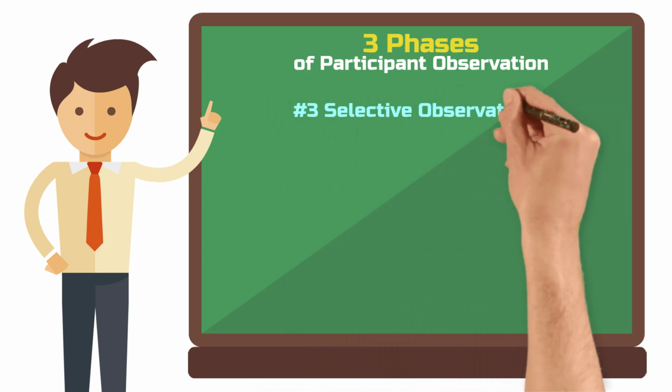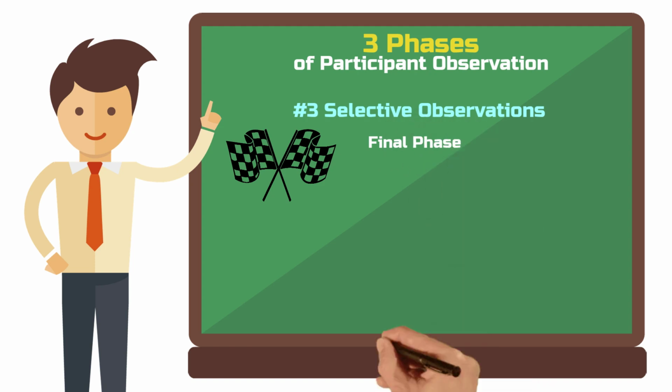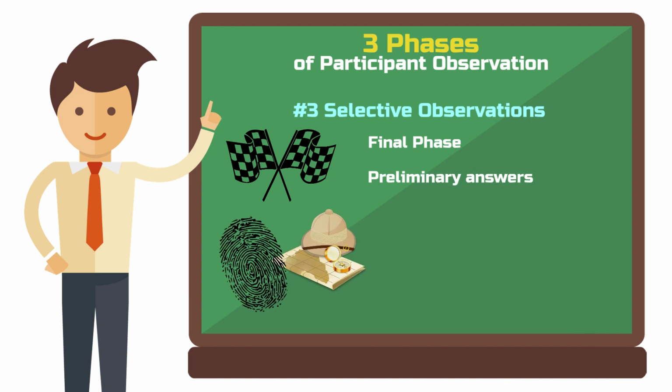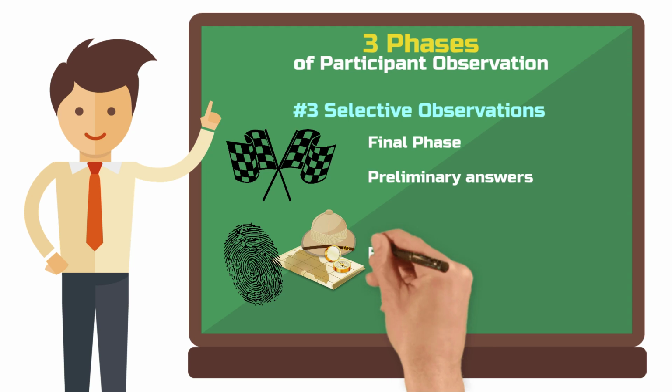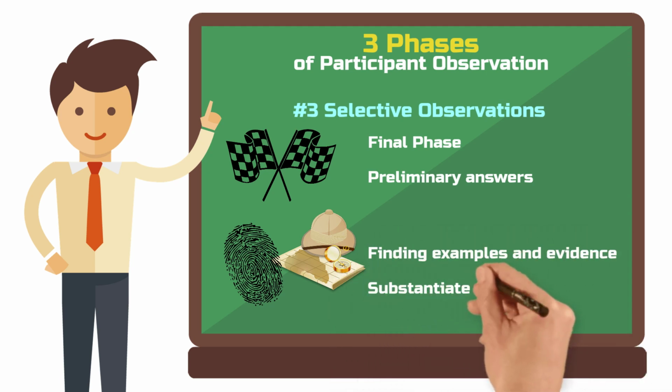Selective observations. In the final phase of your study, you will have already gathered significant insights and formulated preliminary answers to your research questions. Now, your objective is to seek out specific examples and supporting evidence that substantiate your findings. This phase requires critical thinking and a keen eye for patterns and consistencies in behavior.